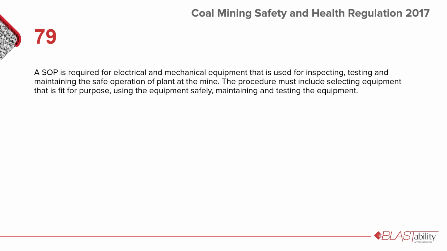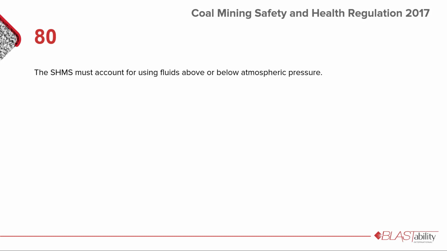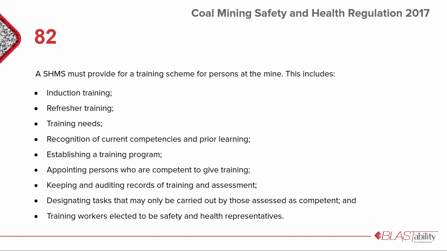79. An SOP is required for electrical and mechanical equipment that is used for inspecting, testing, and maintaining the safe operation of plant at the mine. The procedure must include selecting equipment that is fit for purpose, using the equipment safely, maintaining and testing the equipment. 80. The SHMS must account for using fluids above or below atmospheric pressure.